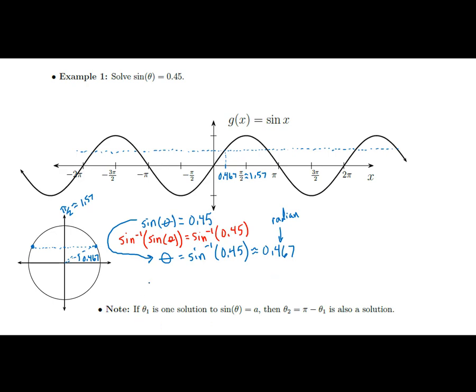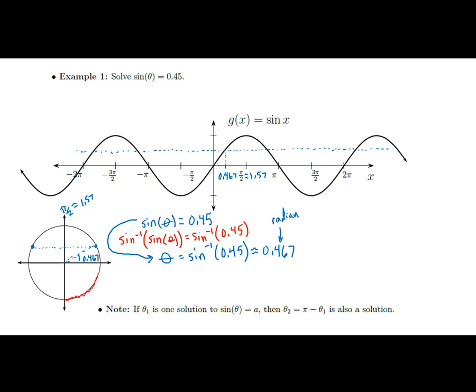Okay, but then the issue is we can see from the graph and we can see from the unit circle that that's not the only answer. So what I suggest first is let's remember that the inverse sine is always going to spit out values that are between negative pi over 2 and pi over 2.